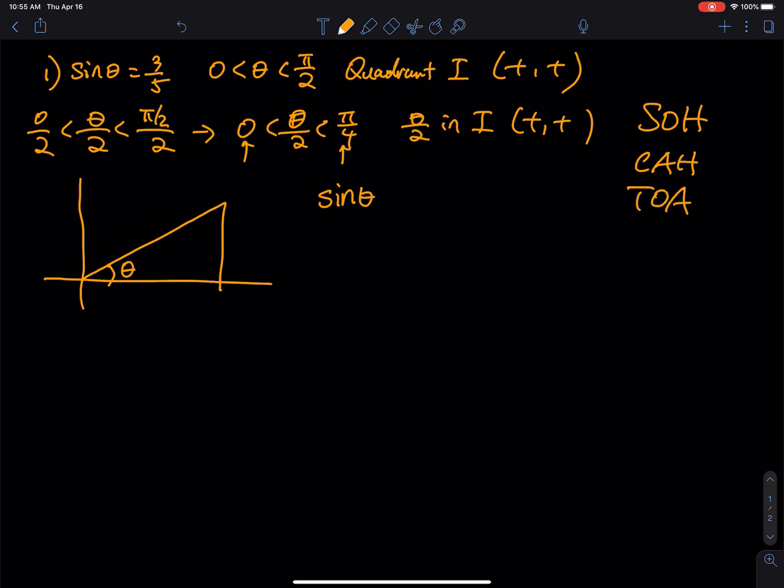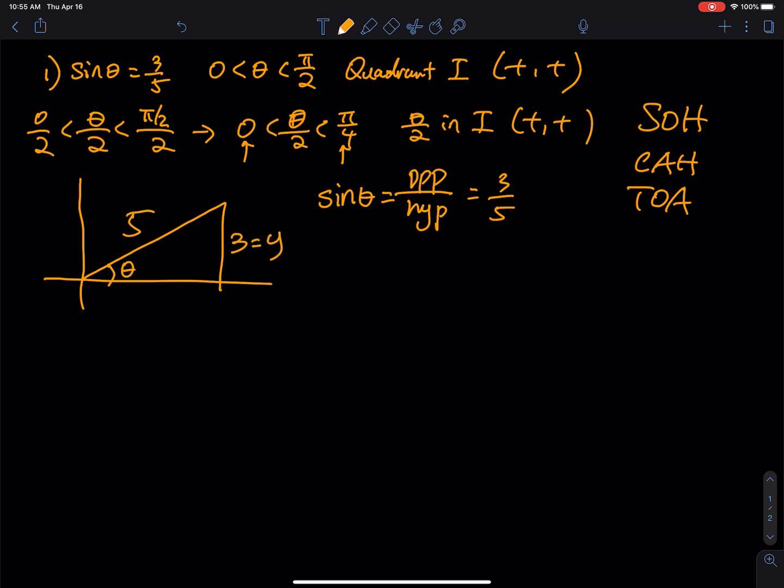SOHCAHTOA is right angle trigonometry. So sine, how do we use the SOH? That is opposite divided by hypotenuse. So opposite is 3, hypotenuse is 5.